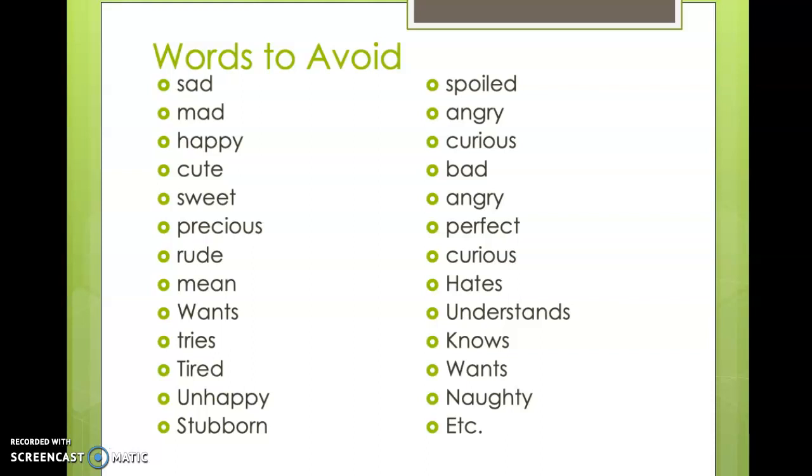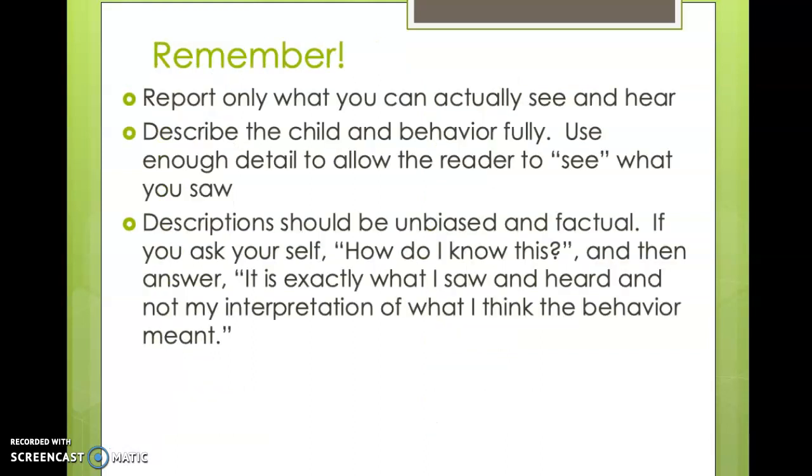One of the statements I see most often, and people get the most points off for, is the precious, cute, wonderful, sweet child did blah, blah, blah. We know they're cute, sweet, and precious. We don't need you to tell us. Remember that you're only reporting what you see and hear.